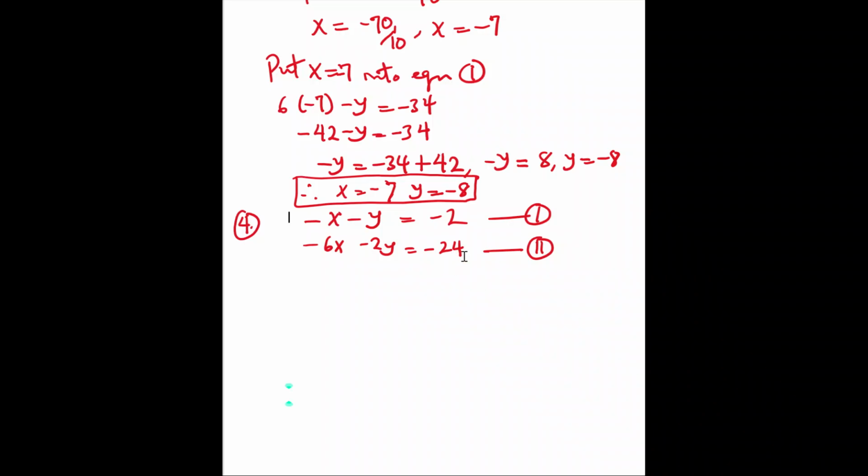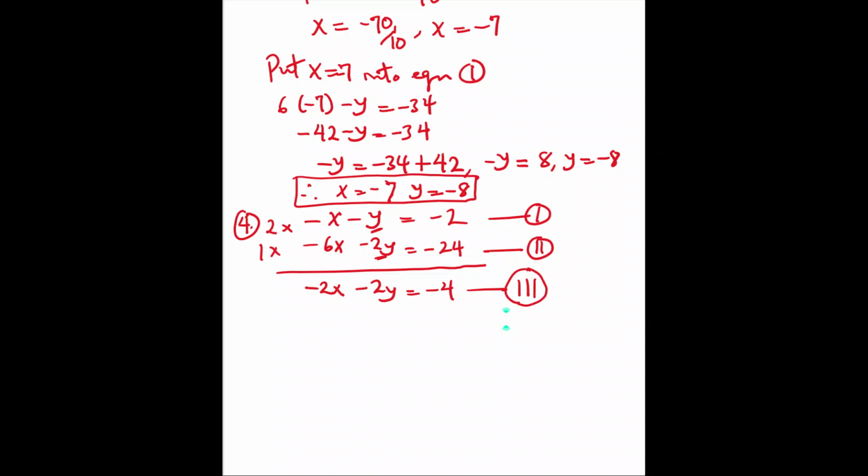So now we have question 4. In question 4, we have minus x minus y equals minus 2 for equation 1, and minus 6x minus 2y equals minus 24 for equation 2. So what we can do is multiply the top by 2, and multiply the bottom by 1, so that we can eliminate these two coefficients here, this y and minus 2y. When we multiply this and subtract, we'll be able to eliminate y, and then we can get x and eventually get y. So if we multiply equation 1 by 2, we get minus 2x minus 2y equals minus 4. That gives us equation 3.